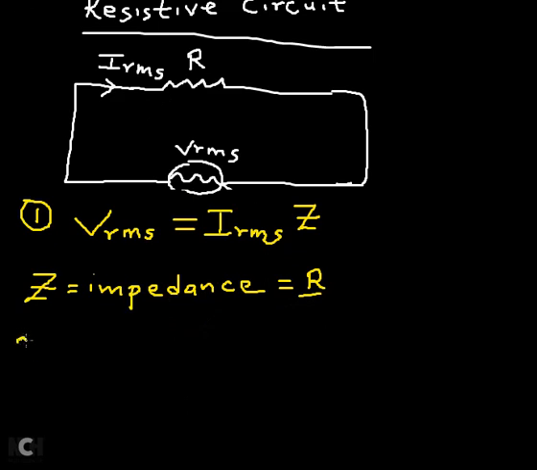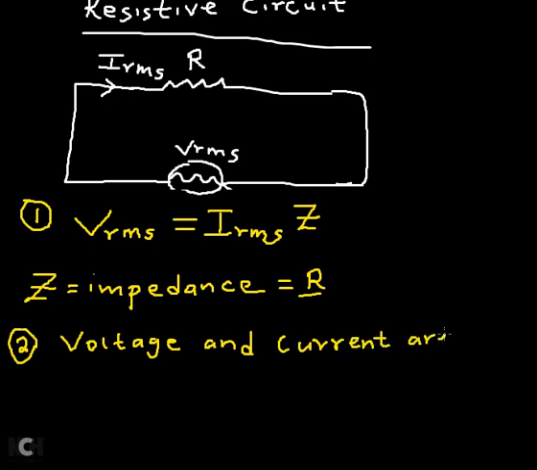Number two characteristic is that the voltage and the current don't lag each other. They are in the same phase, in phase. So there's no phase angle between the voltage and the current.